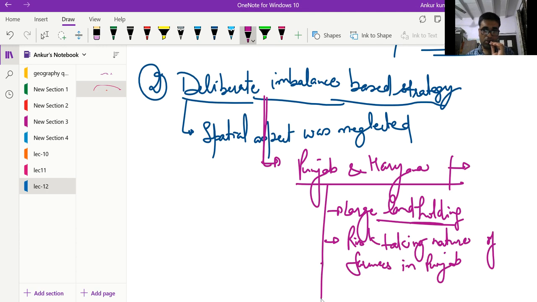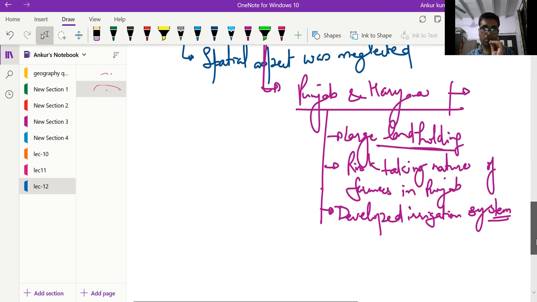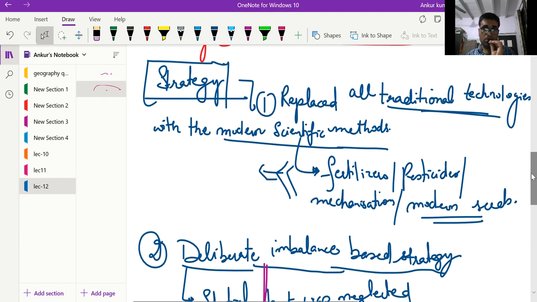Number three, why was this region selected? The developed irrigation system. This region has a history of irrigation canals, so the irrigation system was already developed. That's why this region was selected. So what we saw here is that we adopted two strategies. Number one was that all modern scientific methods were adopted for agriculture, whether fertilizers, pesticides, mechanization, modern seeds. Exotic seeds were adopted for the implementation of the green revolution.